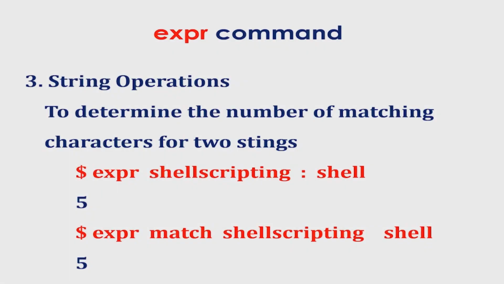The expr command is also used to determine the number of matching characters for 2 strings starting from the beginning of the strings. 2 operators are used for this purpose, namely colon and match. For example, if we give expr shell scripting colon shell, then it will return a value 5, which is actually the number of characters matched in the strings shell scripting and shell. Similarly, if we give expr match shell scripting shell, then also it returns a value 5.